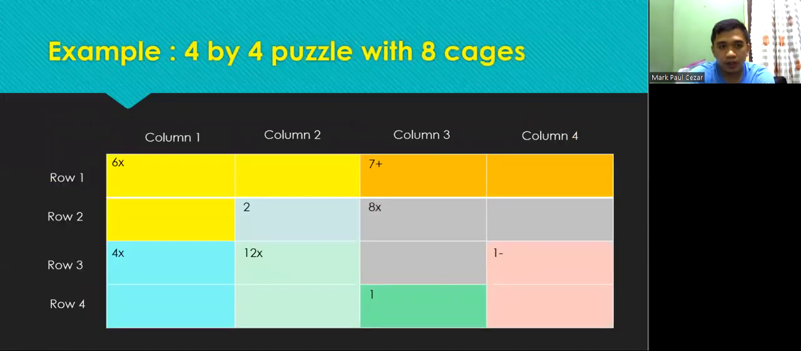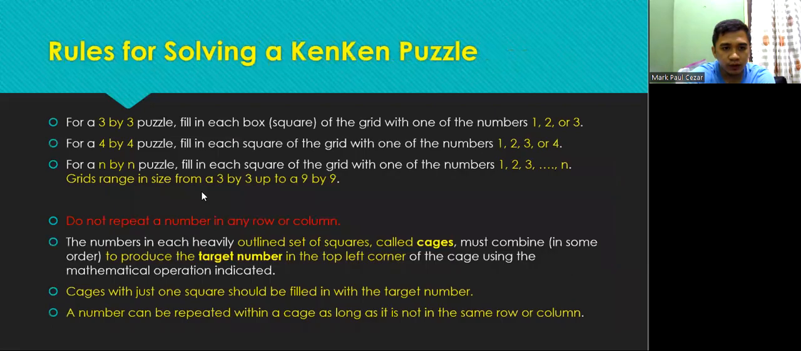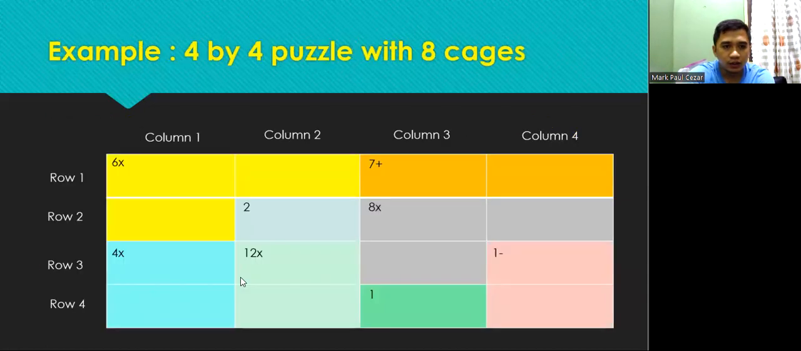So let's start. We will have this example 4 by 4 puzzle with 8 cages. Here we have the given. From our rule, the target number is in the top left corner of the cage, using the mathematical operation indicated. Here we have the target number, here, here, here, and here. Our target number here is 6, and the mathematical operation indicated here is multiplication. So we are going to multiply.